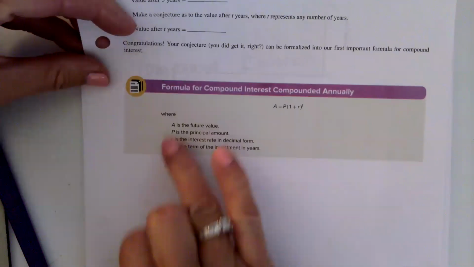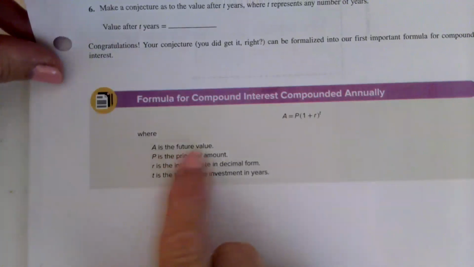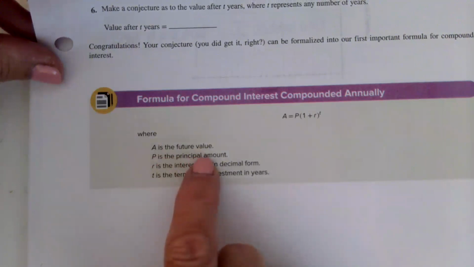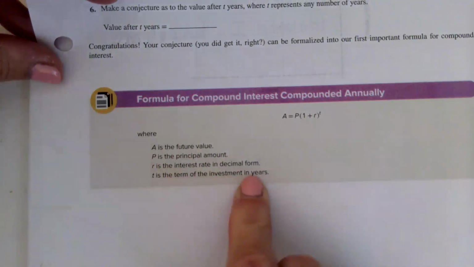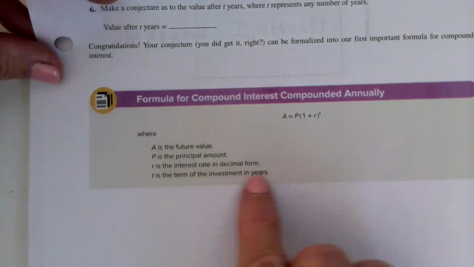And these letters will always represent the same pieces of information. A is going to be our future value. P is the principal amount, which means either the amount we invested or lent to the bank or the amount that we borrowed from the bank. R is the interest rate, always in decimal form, and T is the term in years. The term is how long you're going to take to pay back the money. If it's given in months or days, you need to translate that to years. So it always needs to be in terms of years.